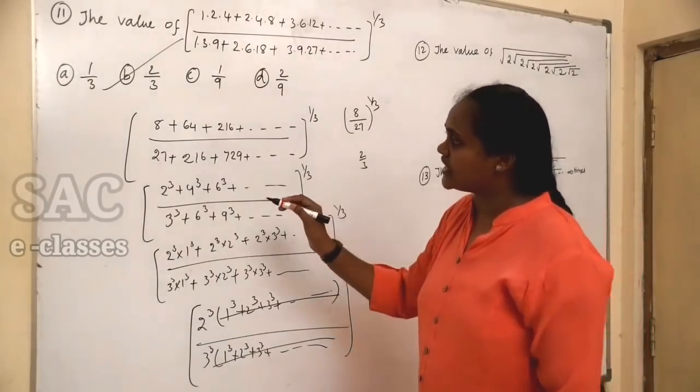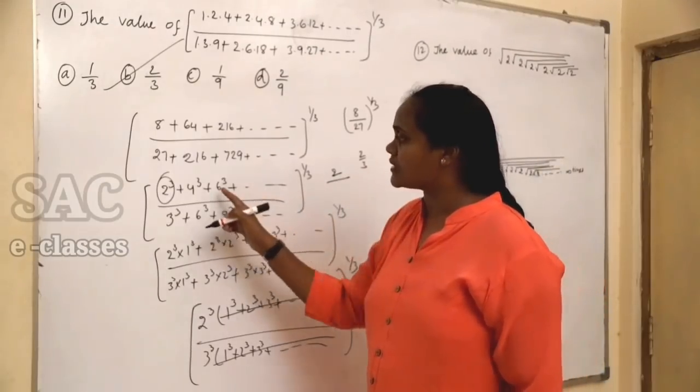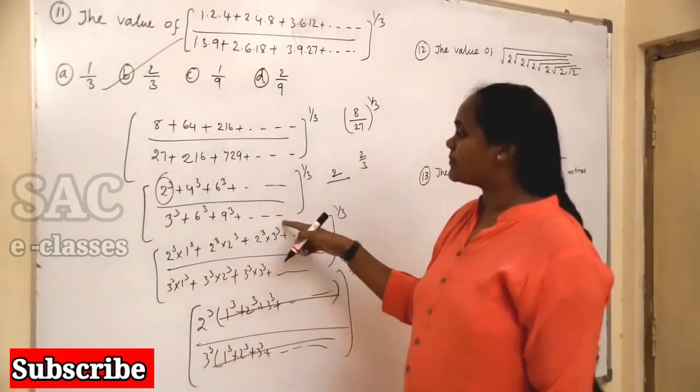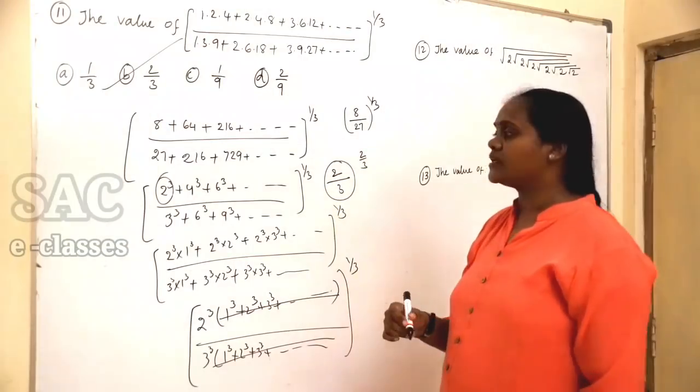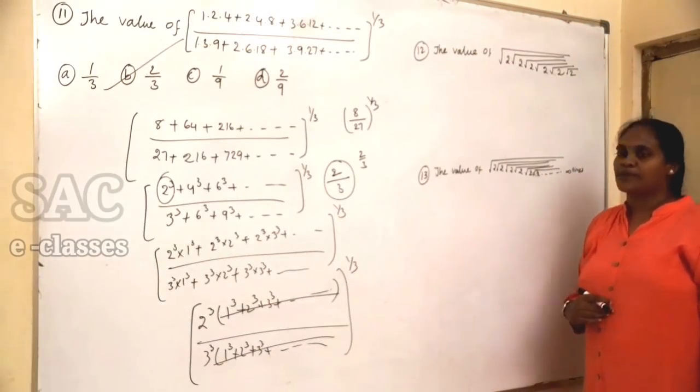Here itself we can guess the answer. These are the even numbers, so write 2, nothing but these are multiples of 2. These are the multiples of 3. So the answer is 2/3. In that way also we can guess it. Then move to the 12th problem.